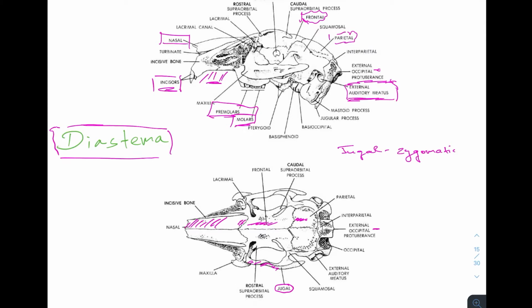The zygomatic or jugal bone will run into the squamosal bone somewhere in the middle here of that zygomatic arch and form the arch. And just remember that the squamosal in mammals is also referred to as the temporal. So you can again call these one or the other in terms of the test, and you would be correct for either one that you put down.